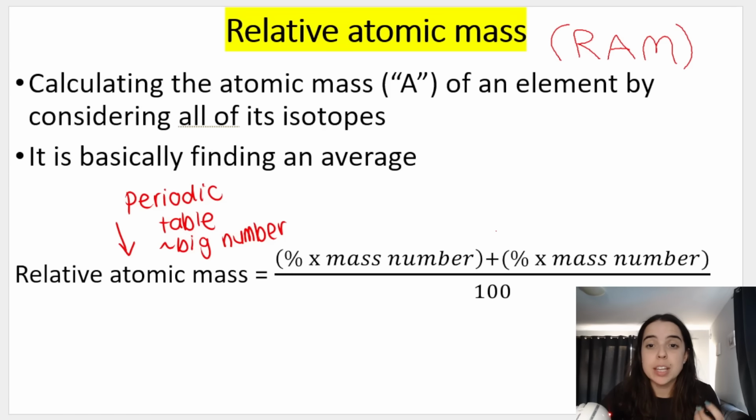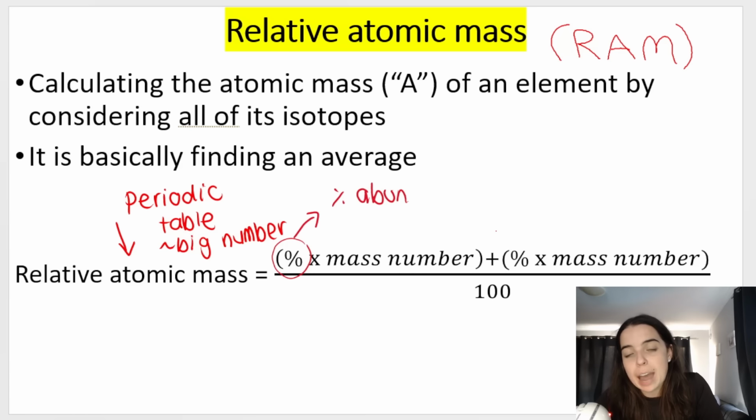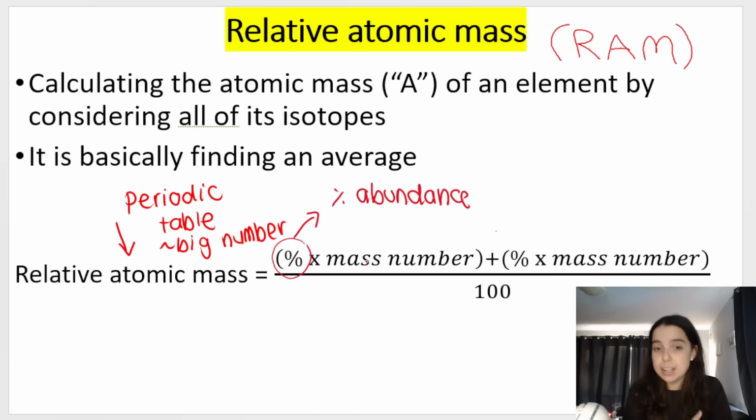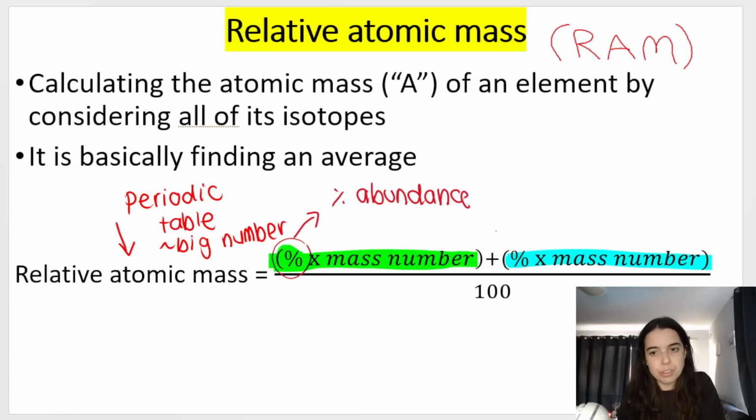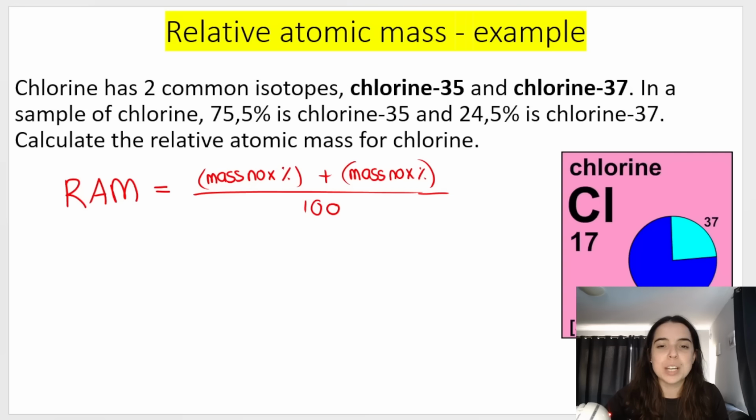So how we do this is we work out the relative atomic mass by taking the percentage abundance, and multiplying it by the mass number of that isotope. So each bracket represents its own isotope. So this would be one isotope, for example, Cl35, and then the next bracket would be the next isotope, for example, like Cl36. Obviously, we have three isotopes, so you would include a third bracket if there's three isotopes. So you take the percentage abundance times the mass number plus the percentage abundance times the mass number and so on, divided by 100. Let's do an example. It's the best way for you to understand.